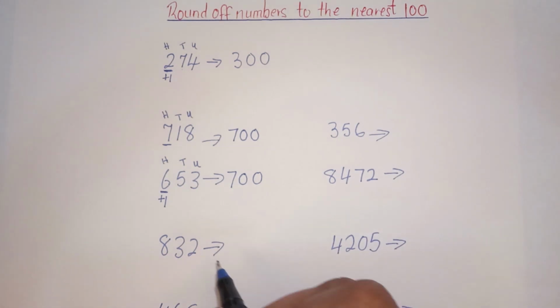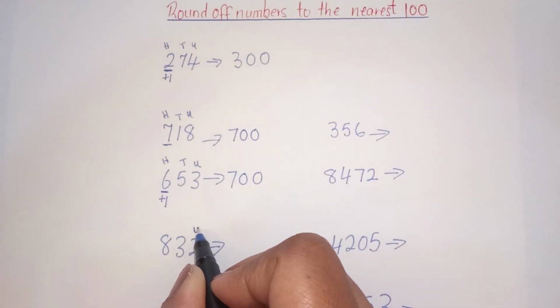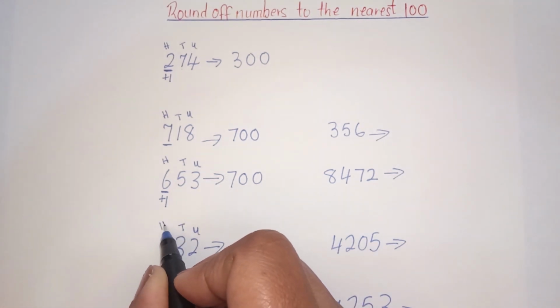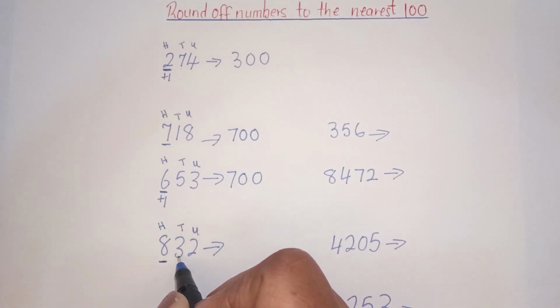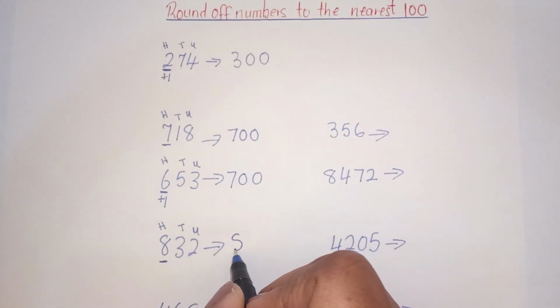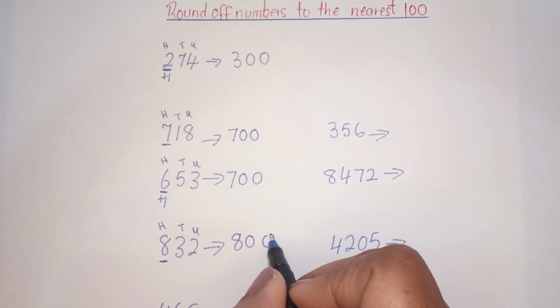Let us take another example. 832. So 2 is units, 3 is tens, and 8 is hundreds. Spot out the hundreds. Next, the number next to it is 3. 3 cannot give 1. So 8 will remain as it is, and 3 will become 0 and 2 will become 0.